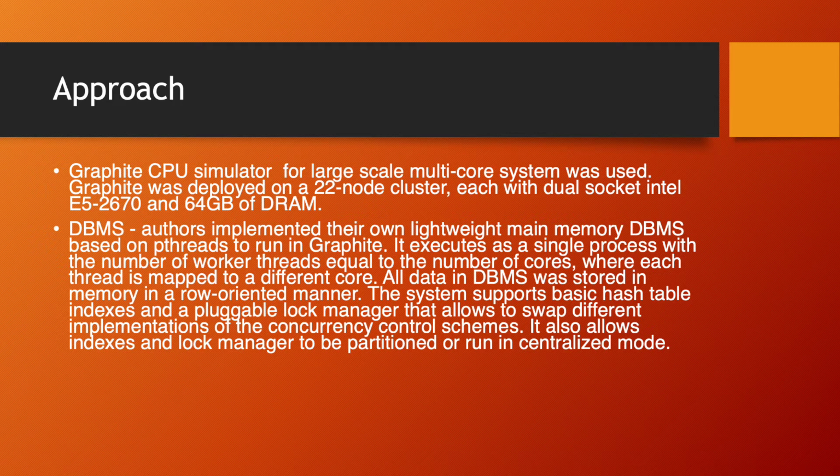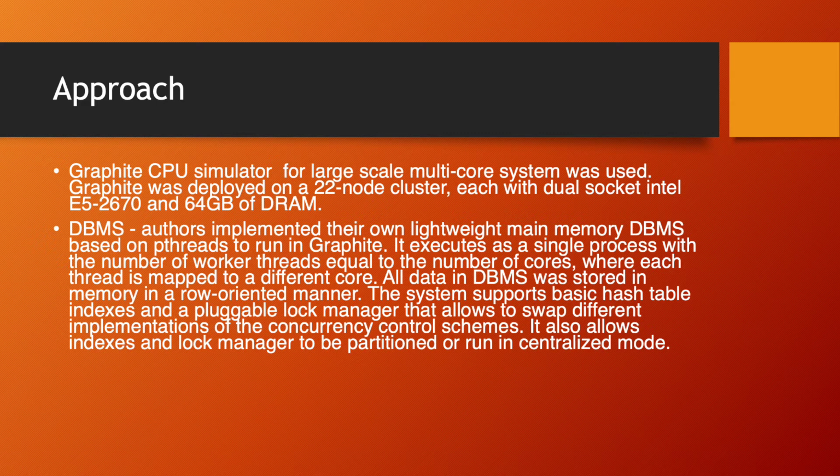Graphite was deployed on a 22-node cluster, each with dual-socket Intel E5-2670 and 64 GB of DRAM. The authors implemented their own lightweight main memory database management system based on pthreads to run in Graphite. It executes as a single process with the number of worker threads equal to the number of cores, where each thread is mapped to a different core.